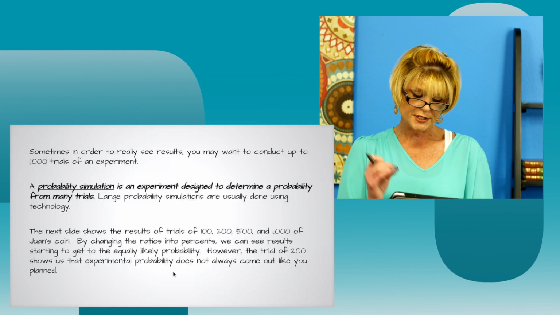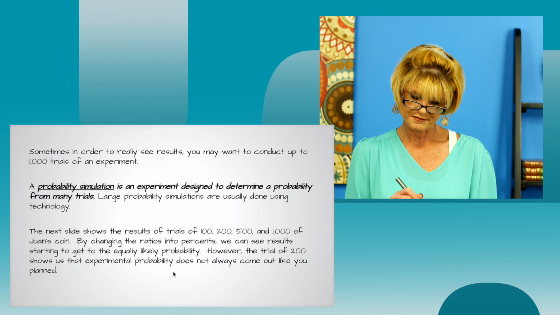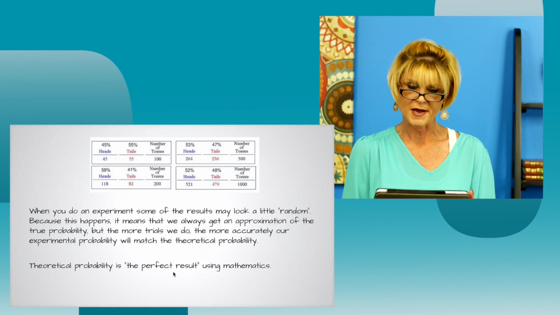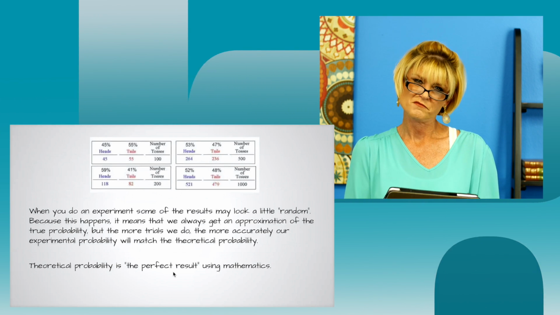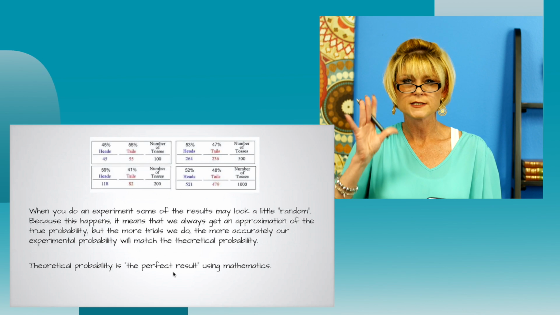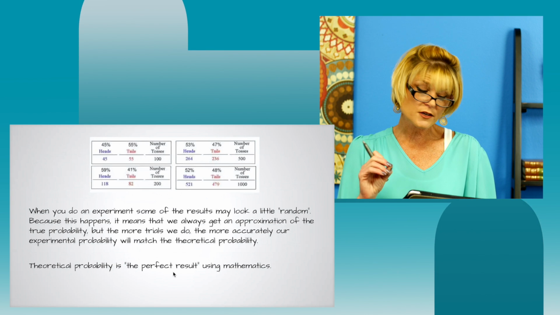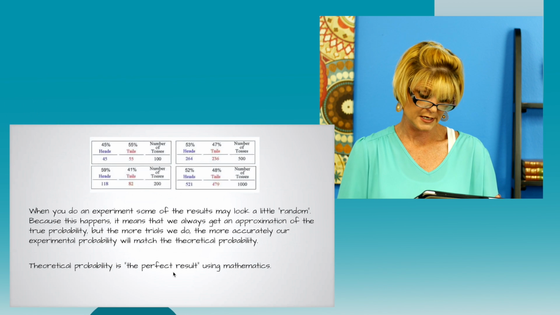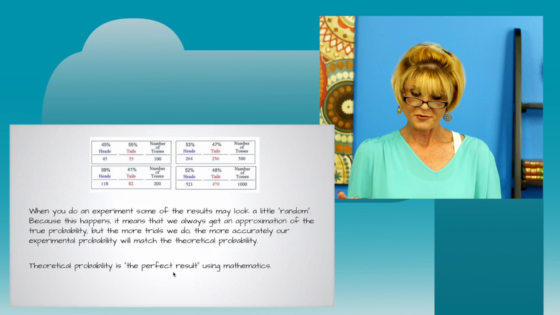However, the trial of 200 shows us that experimental probability does not always come out like you planned. If you need to, take a minute, pause your video, and look at the data that came out of those flips. When you do an experiment, some of the results may look a little random. Because this happens, we always get an approximation of the true probability. But the more trials we do, the more accurately our experimental probability will match the theoretical probability. Theoretical probability is the perfect result using mathematics.